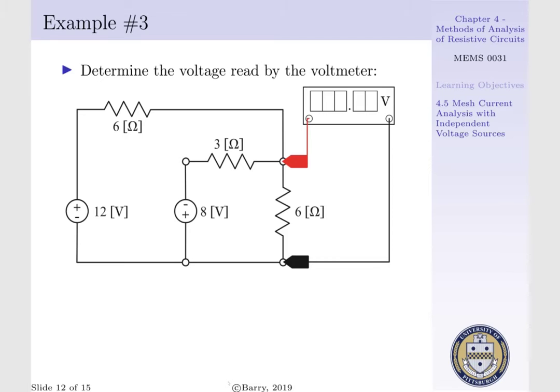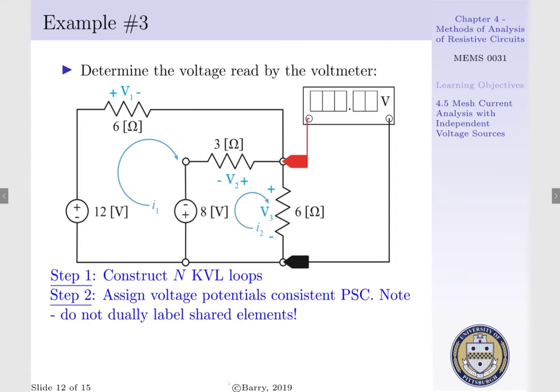Last but not least, let us consider example 3, where we want to determine the voltage read by the voltmeter. To do such, we can apply mesh current analysis. Step 1 is to construct n KVL loops, where we have loop 1 that corresponds to I1 and loop 2 that corresponds to I2. Step 2 is to assign our voltage potentials consistent with our passive sign convention.